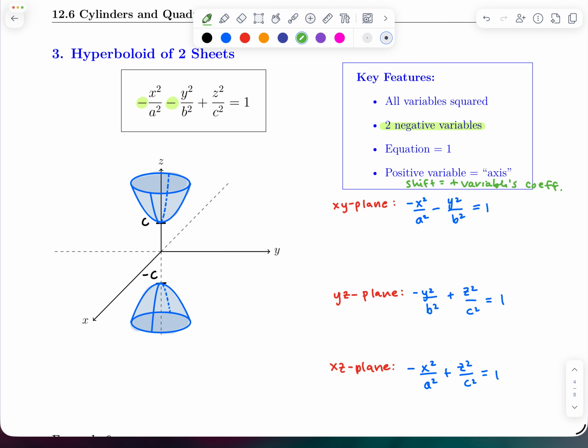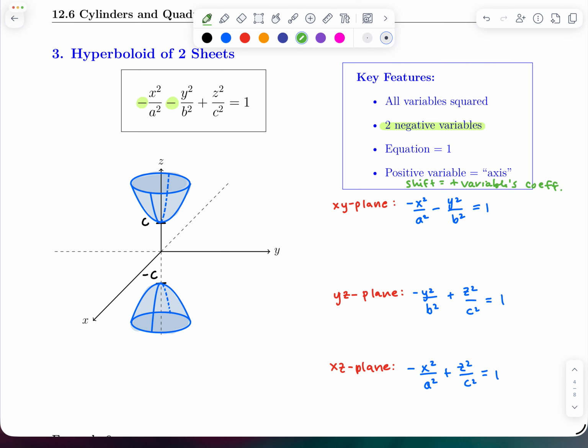So I've already drawn the picture, but we're going to go through and make sense of the traces. Remember that a trace is what happens when you essentially set one of the variables equal to a constant. Usually we think about traces in the coordinate plane, so usually we set one variable equal to the constant 0 and then investigate what happens from there. So in the xy plane, I have set z equal to 0.